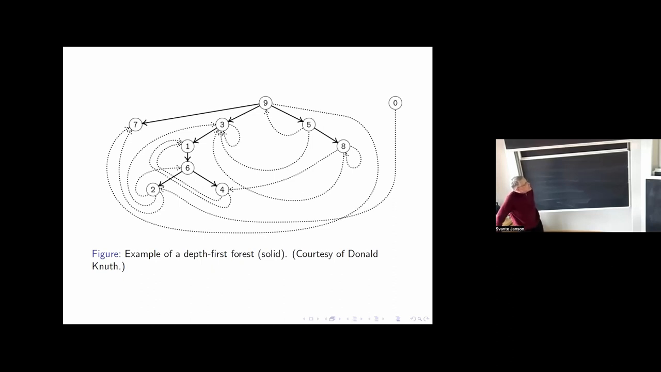We backtrack to 6, and then find another arc to 4. And then we ignore some more arcs and have to backtrack all the way back to, well, 3, where it's just a loop, which we ignore, and back to 9, and then we find an arc to 5, and so on. So that means that the arcs we keep, that first tree, will be formed by the solid arcs here. The dotted ones are the ones we ignore.